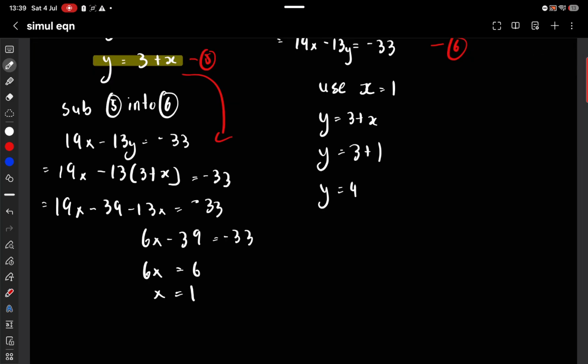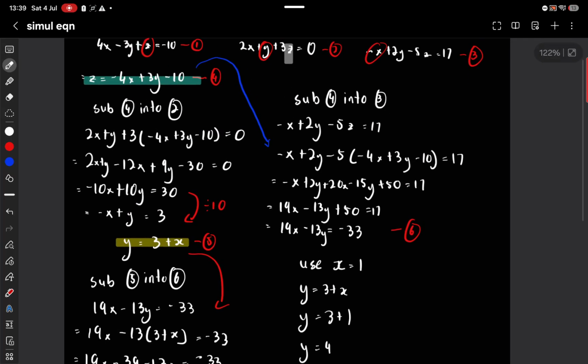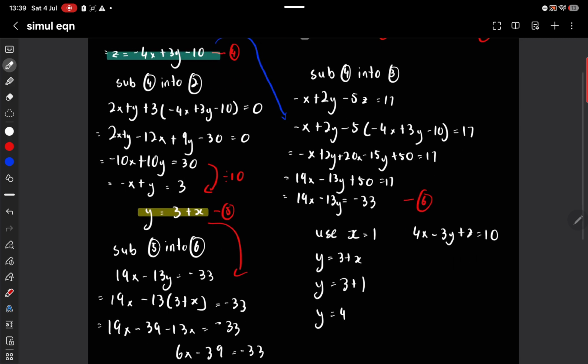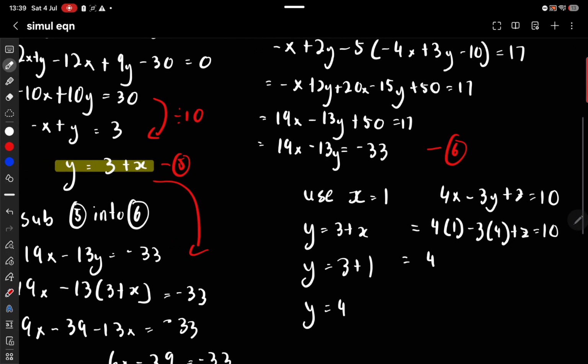So now what we're going to do is we're going to sub in both of these values into any of these equations that we want. So essentially we can use the first one to make our lives easier. So 4x minus 3y plus z equals to 10. So what we're going to do is we're going to take 4. Our x value is 1, our y value is 4, so z hasn't been found yet, is 10. So now what we get here, 4 times 1 is 4, negative 3 times 4 is negative 12, which is minus 12, plus z equals to 10.